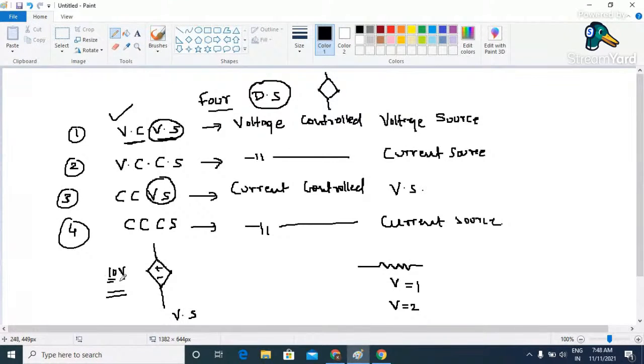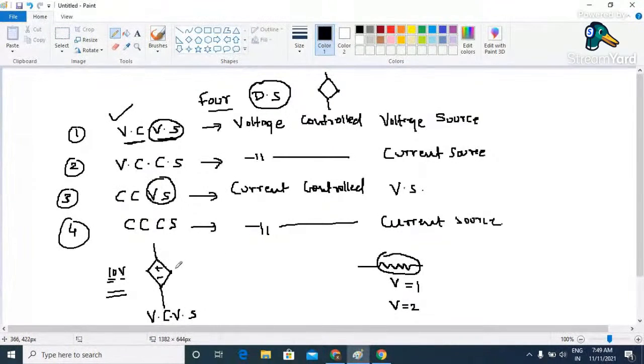So now this voltage source is going to supply 20 volt as an output. Because the value of this voltage source depends upon the voltage across this particular resistor, that's why it is called a voltage controlled voltage source. So this is the symbol for voltage controlled voltage source.